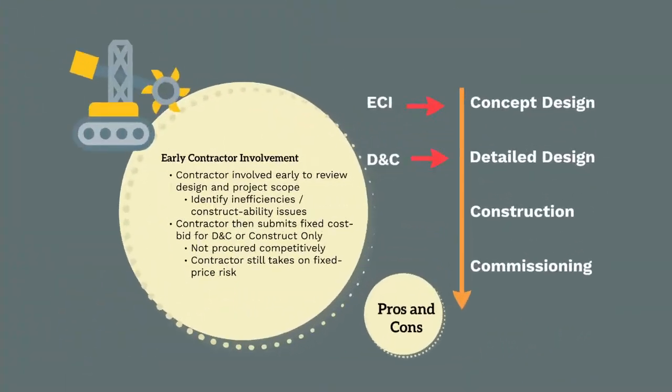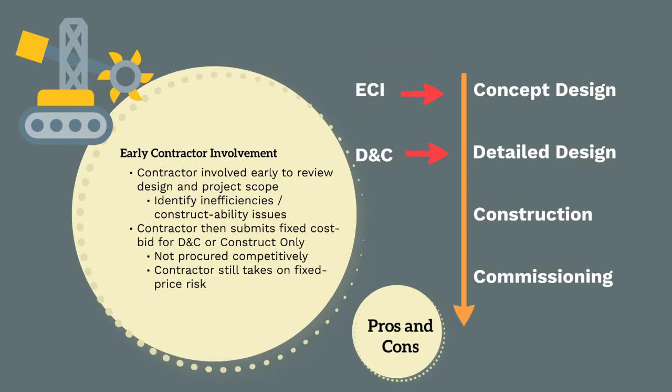Under an early contractor involvement, or ECI model, the contractor is engaged early to review the design and project scope. This is done to identify inefficiencies and provide constructability input into the design and project planning. The contractor is generally engaged prior to the concept design stage, as opposed to a typical design and construct contract, where the contractor is engaged to complete the detailed design and construction.